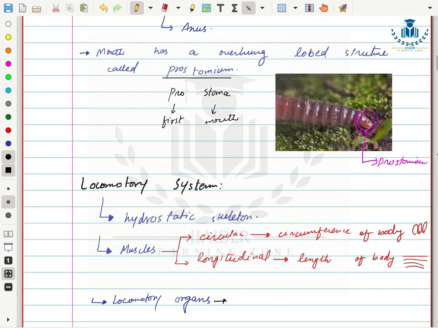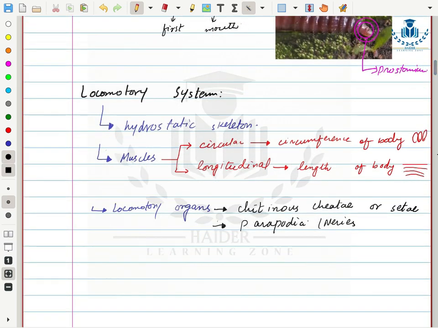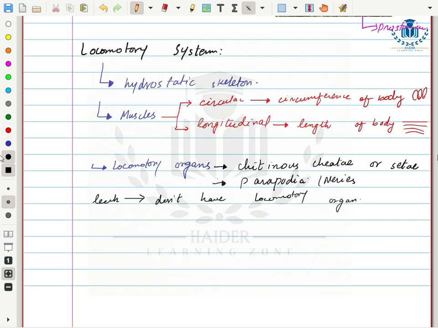Locomotory organs consist of chitinous setae, while some have another structure called parapodia. These 2 structures are present in earthworm, while parapodia are present in nereis. In case of leech, they don't have a locomotory organ.